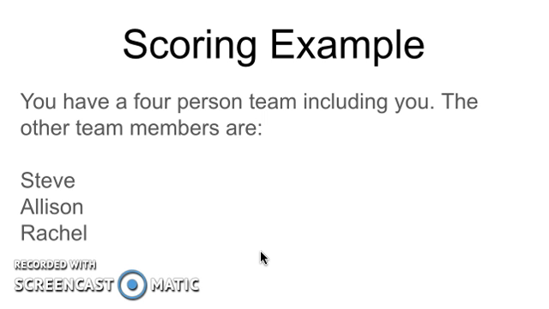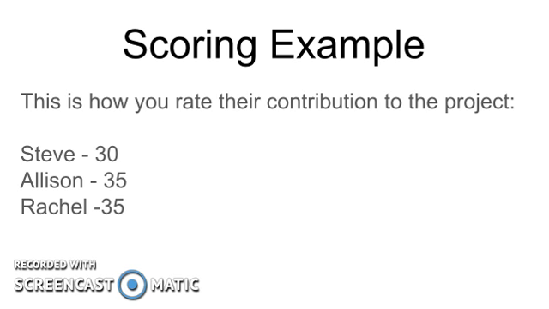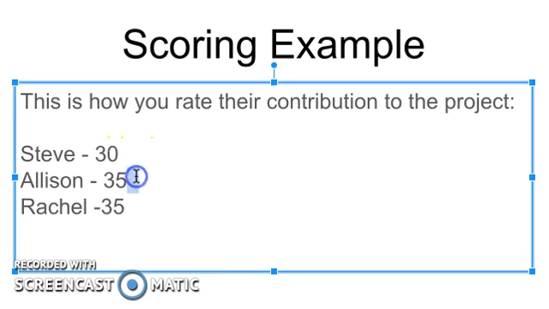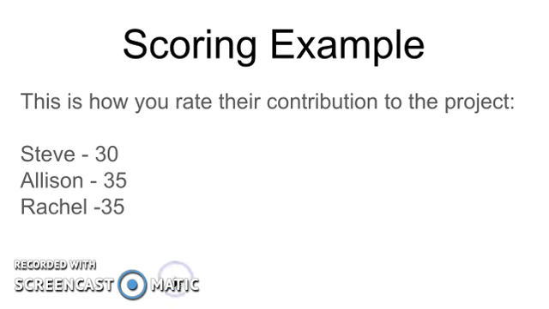So here's your four-person group, Steve, Allison, and Rachel, and you decide after considering everything carefully that this is how you want to distribute your 100 points, with Steve getting 30, Allison getting 35, and Rachel getting 35. As you can see, there's at least a 5-point gap between one person and the next, and so we're good to go. Okay, so we don't have to worry about that too much.